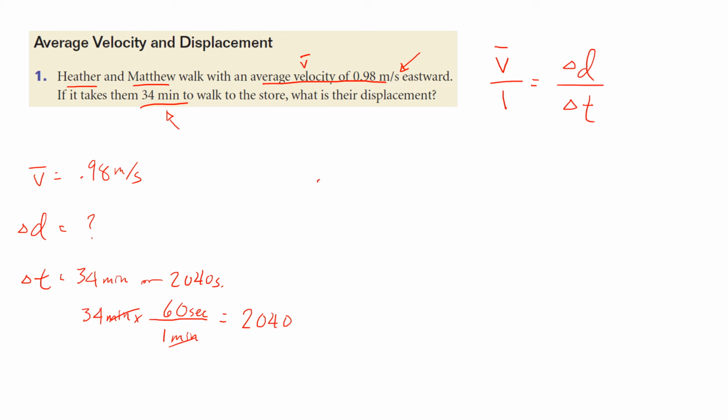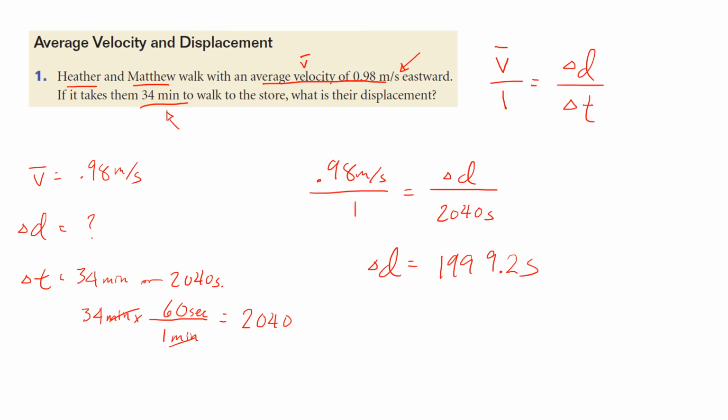So I got 0.98 meters per second over 1 is equal to our delta D over our seconds, 2040 seconds. So again, it's just going to be a thing where we cross multiply. So I'm going to multiply this by 0.98, and I got 1999.2 meters. Let's check out our sig figs. It's 2 digits, so we got to bring it down to 2 digits.